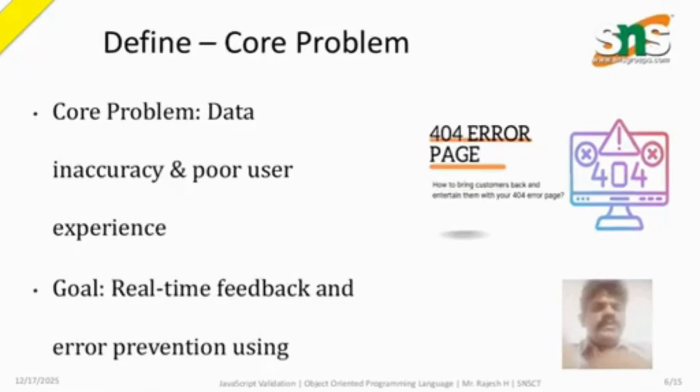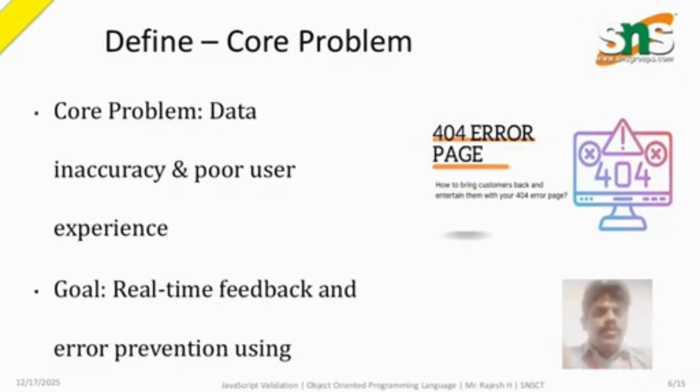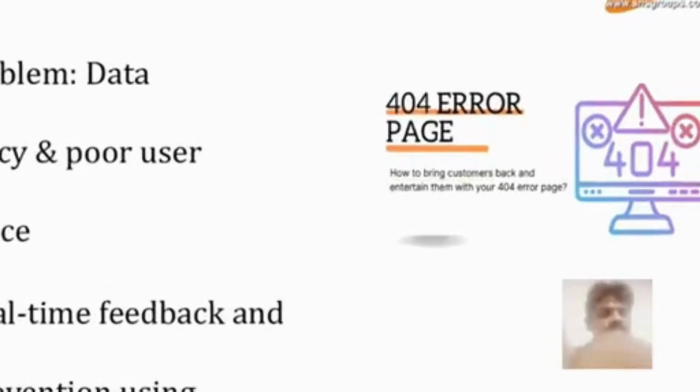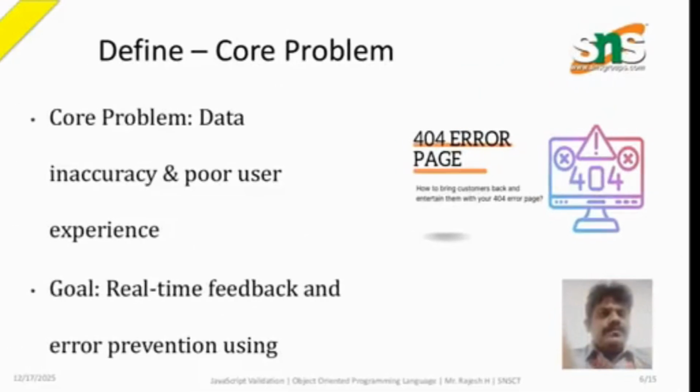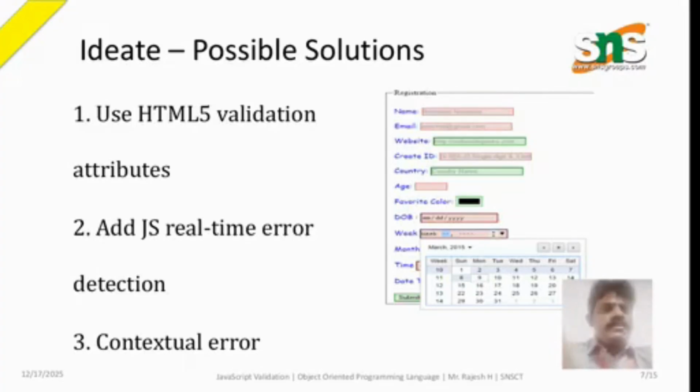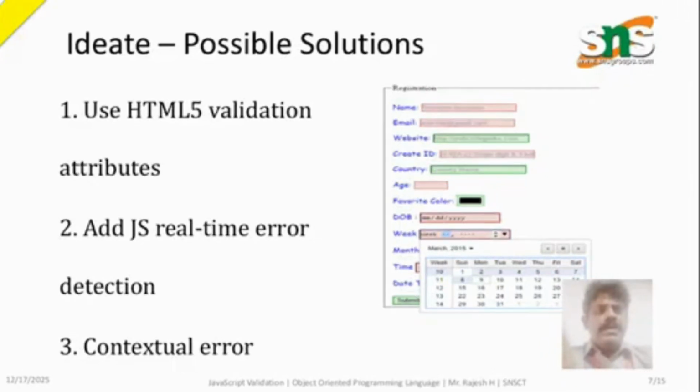So the next thing is to define the core problem: data accuracy and poor user experience. The goal is to have real-time feedback and error prevention using that. You can see the error page, this 404 error, which may come when the validation is incorrect or is facing some issues, and it may lead to an error page. How this experience is done by the students, they have to explore it. That is the empathy stage.